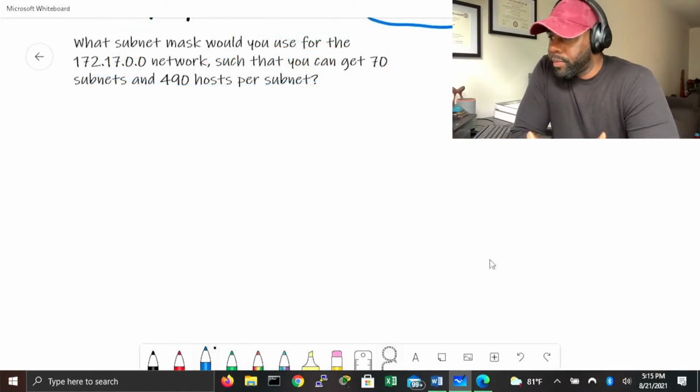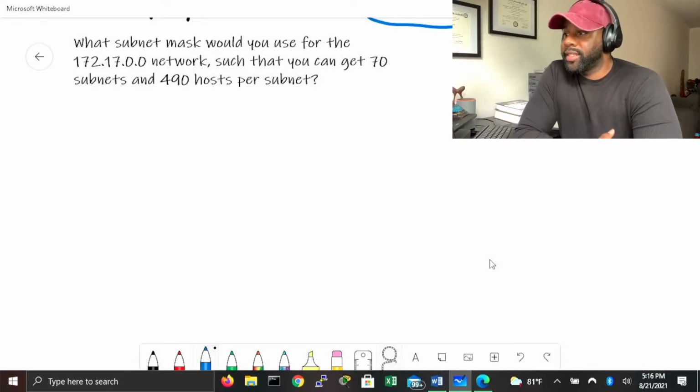So now, what if you come across this question right here? What subnet mask would you use for the 172.17.0.0 network such that you can get 70 subnets and 490 hosts per subnet? So this is where I was speaking about algebra, and just basically using the information that the question gives you to fill in the blanks, right?